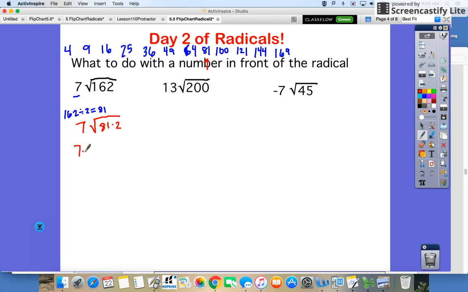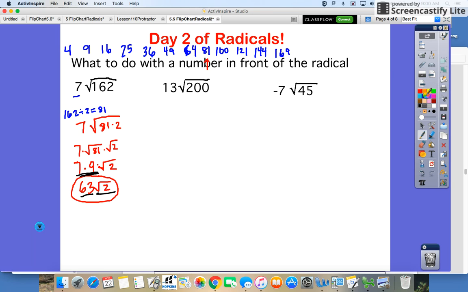Then we're going to do 7 times the square root of 81 times the square root of 2. Again, I'm just carrying this 7 down. Square root of 81 is 9 times the square root of 2. And then 7 times 9 is 63 square root 2. So basically what you do is you just carry that coefficient down, and then when you finish, you multiply those two numbers out front to get 63 times the square root of 2.